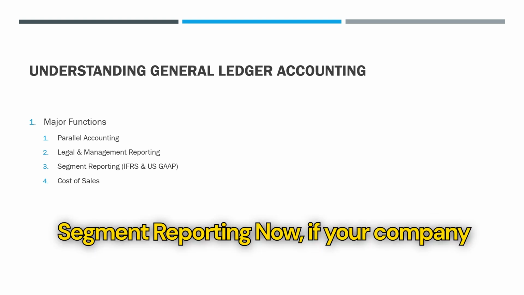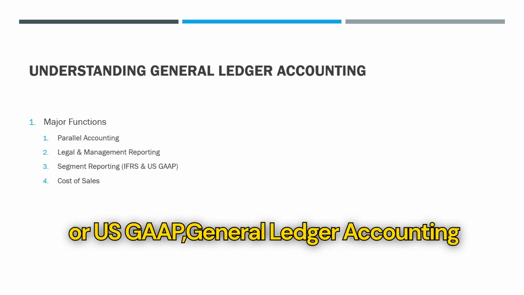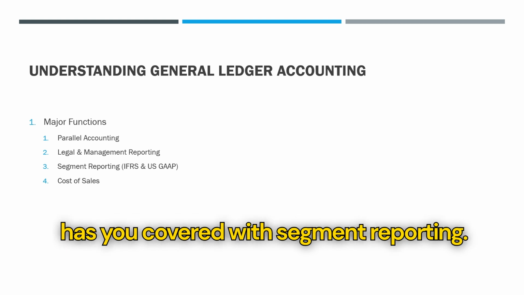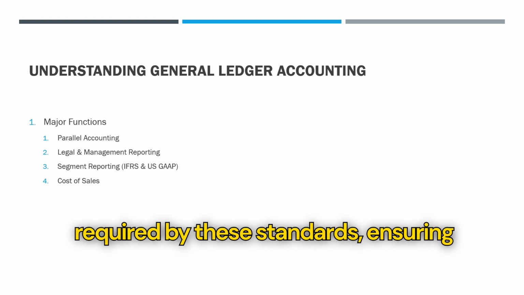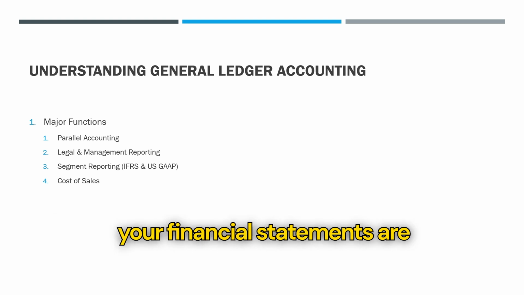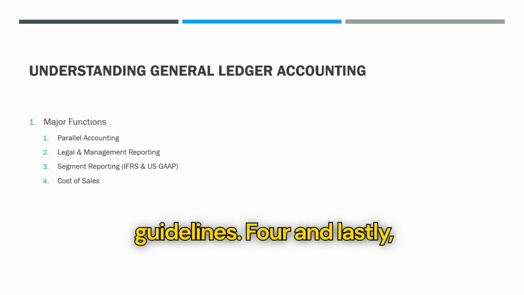3. Segment reporting. Now, if your company follows accounting standards like IFRS or US GAAP, General Ledger Accounting has you covered with segment reporting. This feature supports the segment reports required by these standards, ensuring your financial statements are comprehensive and meet the regulatory guidelines.